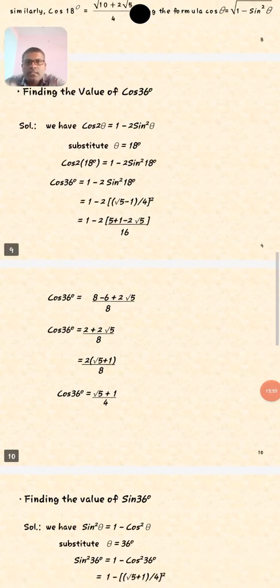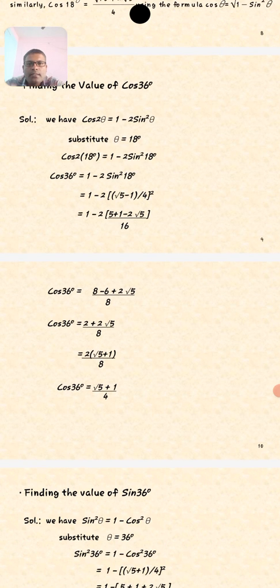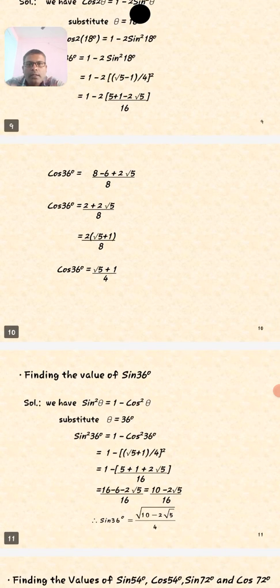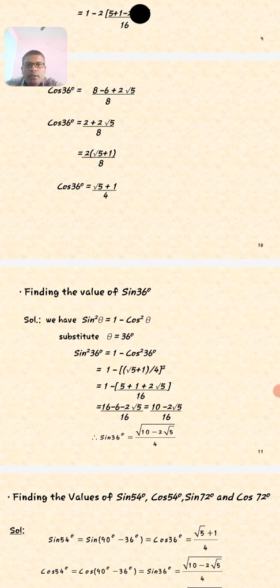Are you clear? So here, find the value of cos 36 degrees using the formula cos 2 theta is equal to 1 minus 2 sin square theta. In the place of theta we substitute 18 degrees, we get cos 36 degrees is 1 minus 2 sin square 18. We know the sin 18 value is what? Root 5 minus 1 by 4 whole square. So we get the simplification, we write cos 36 degrees is equal to 8 minus 6 plus 2 root 5 by 8. Finally we get cos 36 value is what? Root 5 plus 1 by 4.